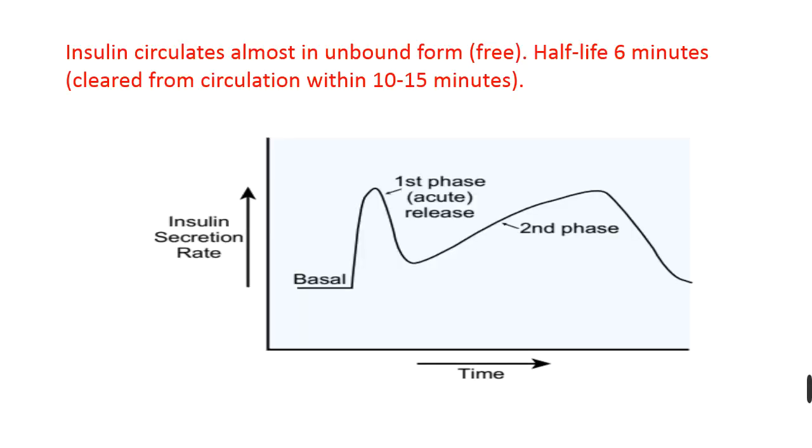Another figure. This is the baseline concentration in the circulation. Insulin will be released after 3 to 5 minutes from completing our meal, which is called the first phase or acute phase release. Okay, and the second phase release after 2 to 3 hours.